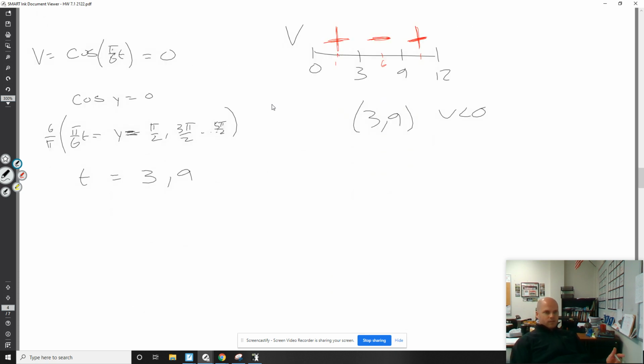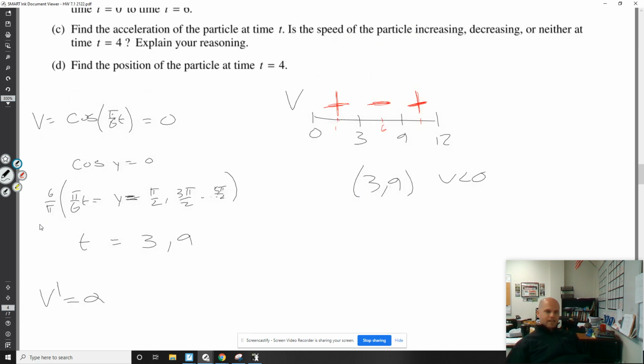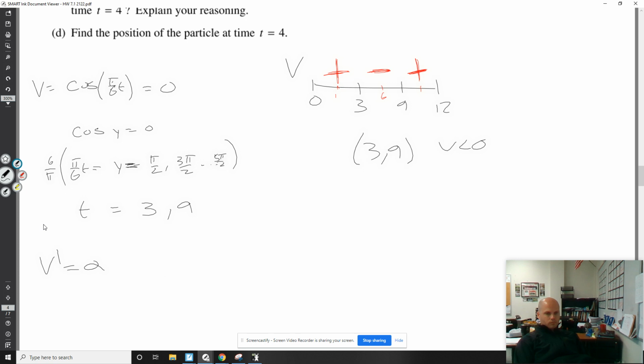All right, the acceleration is v prime. So v prime equals a. I've got to take the derivative of v. Now, to take the derivative of v, I need my friend O and I, so I make sure I take the derivative of cosine pi over 6t correctly. Derivative of cosine is negative sine. Derivative of pi over 6t is pi over 6. So a is actually negative pi over 6 sine.